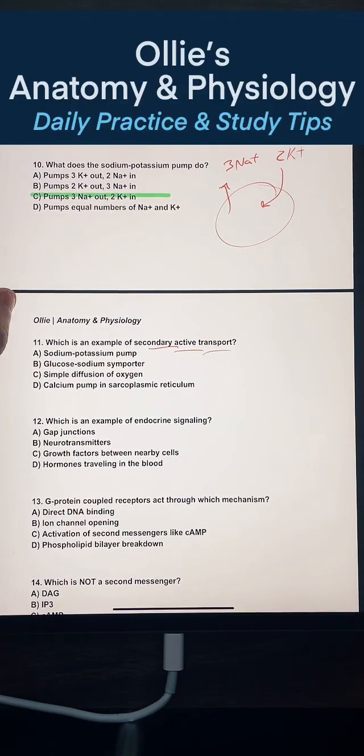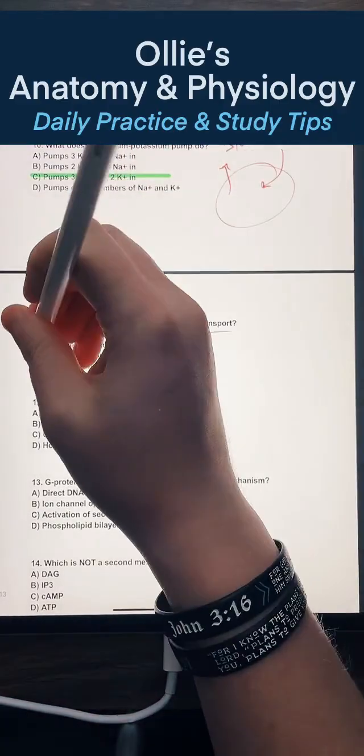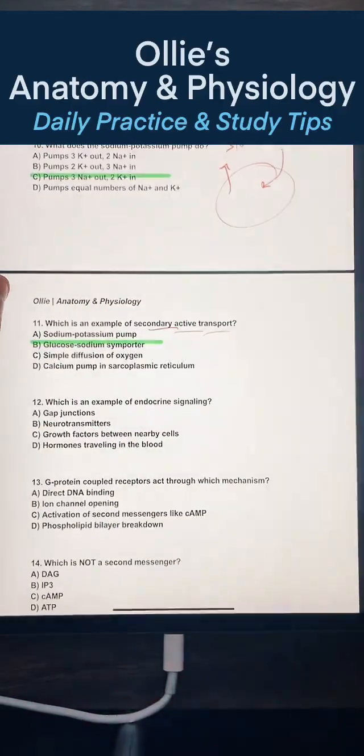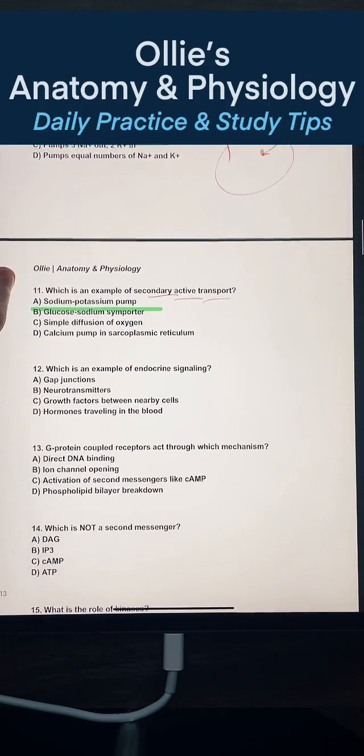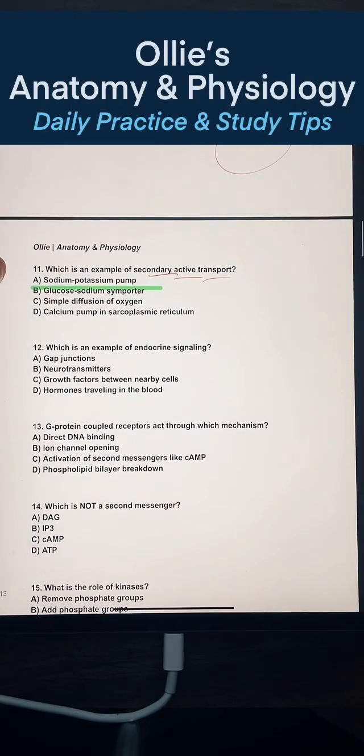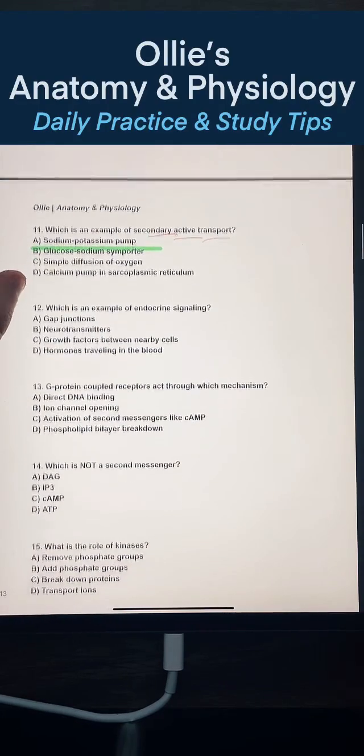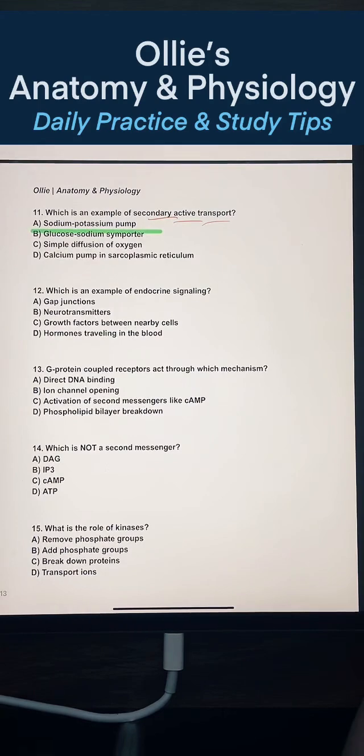Number 11, the answer is B. It is a glucose sodium symporter. So it's going to use sodium's gradient that we talked about that gets established by that sodium-potassium pump to bring glucose in. Sodium-potassium pump is a primary one. Diffusion is passive, and the calcium pump is primary active, I'm sorry.